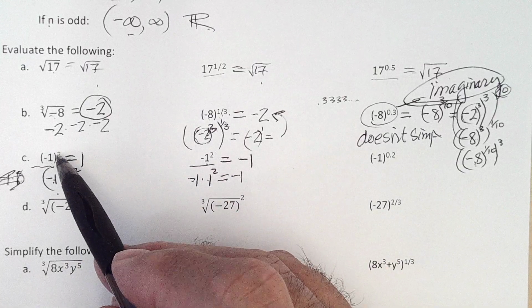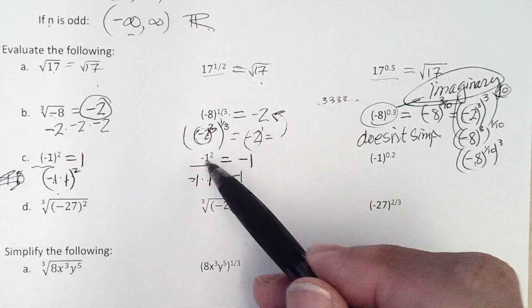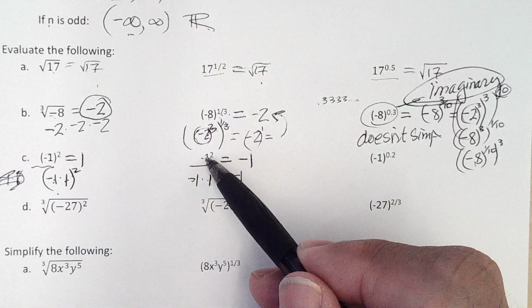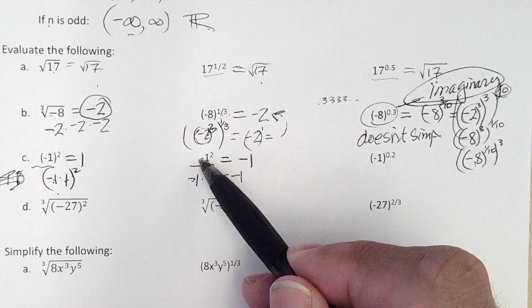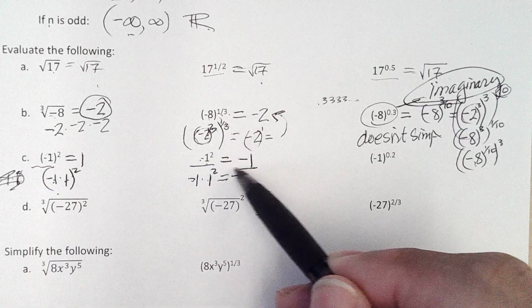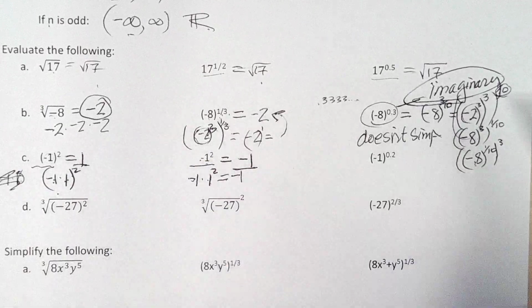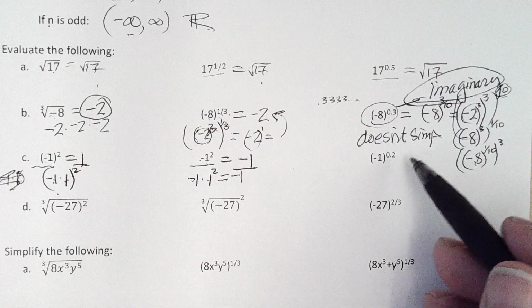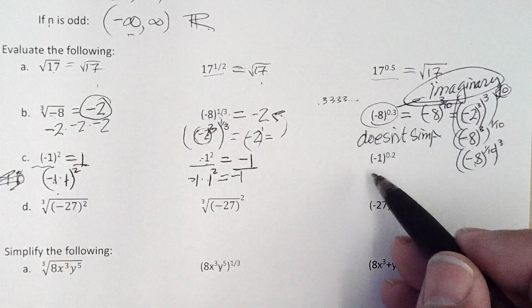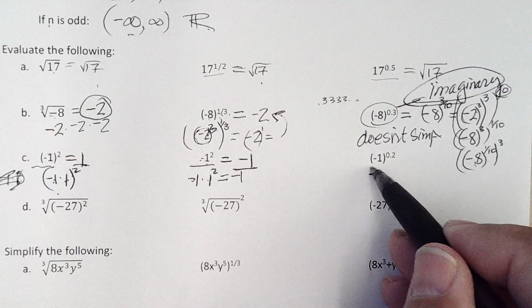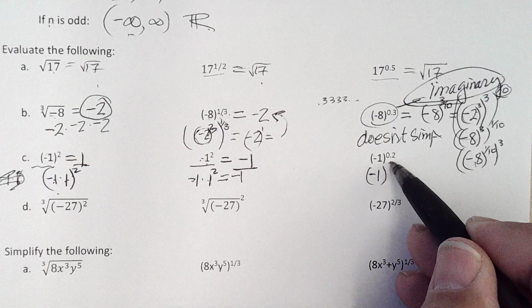I want you to understand the difference between this and this. Order of operations says square the whole thing. Order of operations says square the 1 and then make it times a negative. That's why that comes out to be negative, and this is positive. Now this one, we've got negative 1 to the 2/10.